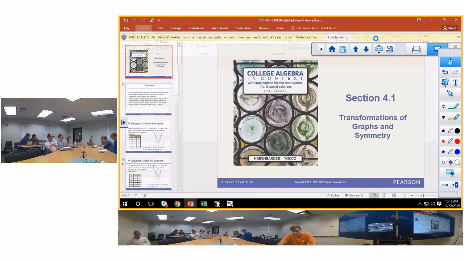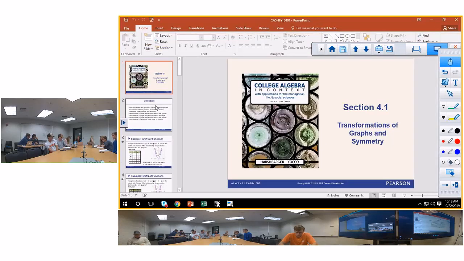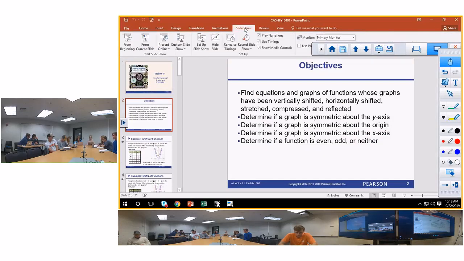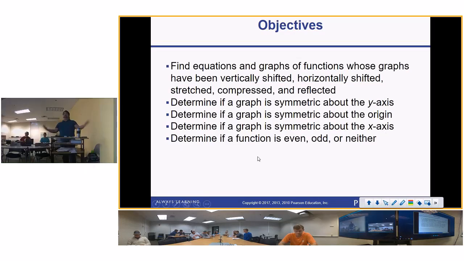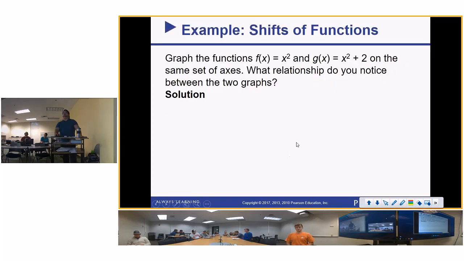4.1. This is where we're doing our vertical and horizontal shift. This would not even be a review for you. You should know how to do this without even looking at it. Why? Because we spent so much time on it in Unit 1. What's the difference between these two?